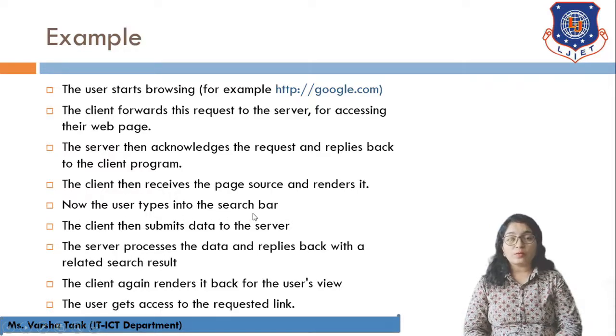Whenever you type google.com, it will open the home page of Google, and in the Google search box you can type anything that you want to search. Whenever you press enter, it will redirect that request to the web server, and the web server will reply according to the keywords that you have typed in the search box. Okay, so whenever the client receives that response, the client again renders it and brings it back for the user's view. The user gets access to the requested link.